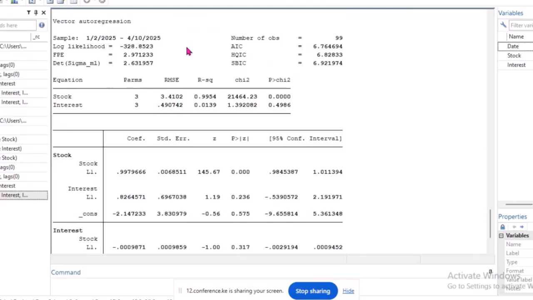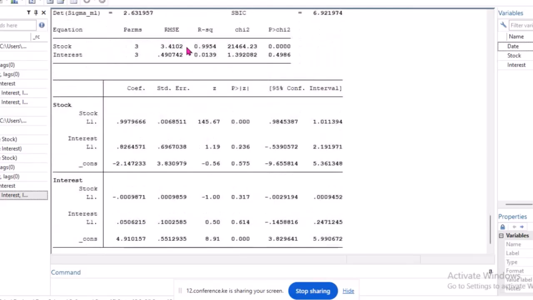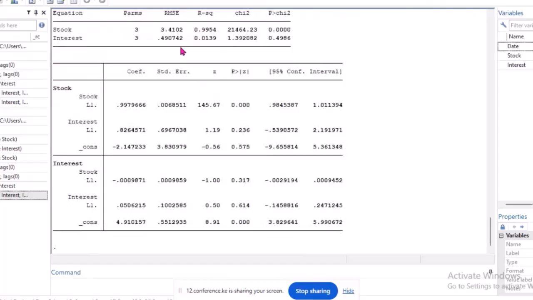What we should interpret, or what is very important in this case, is the coefficients and the p-values. Remember we said, even though we want to interpret the coefficients and the p-values, we also need to interpret the IRFs and the variance decomposition. So we start by interpreting the coefficients and the p-values.